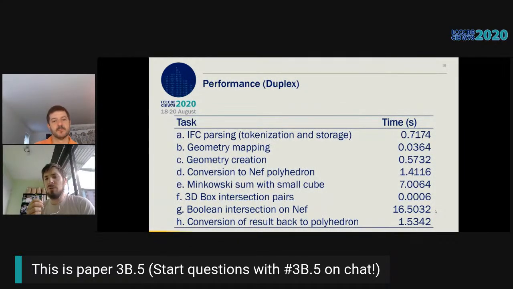Now, a note about performance. Overall, performance wasn't prohibitive, but a fair amount of time was spent on the Minkowski sums and arbitrarily precise number types of Segal.